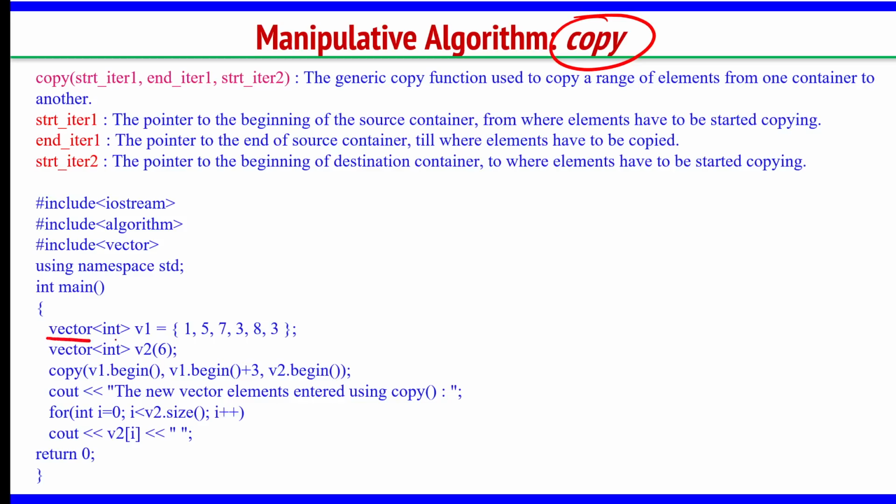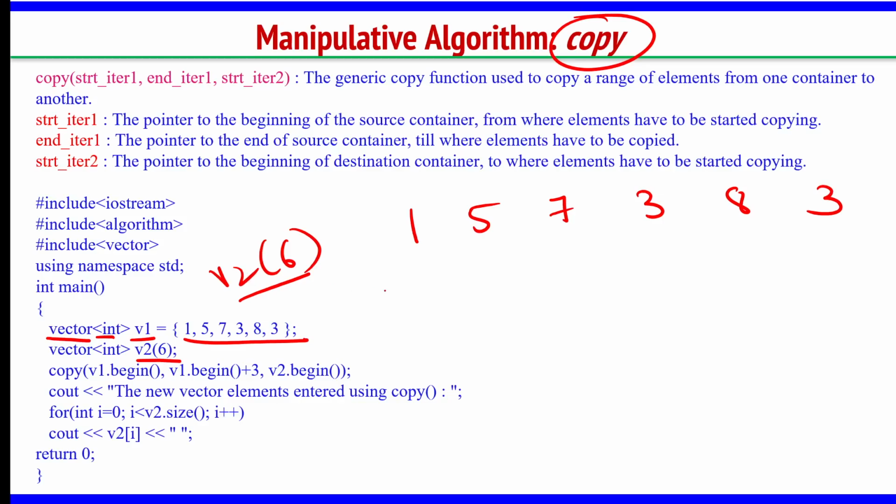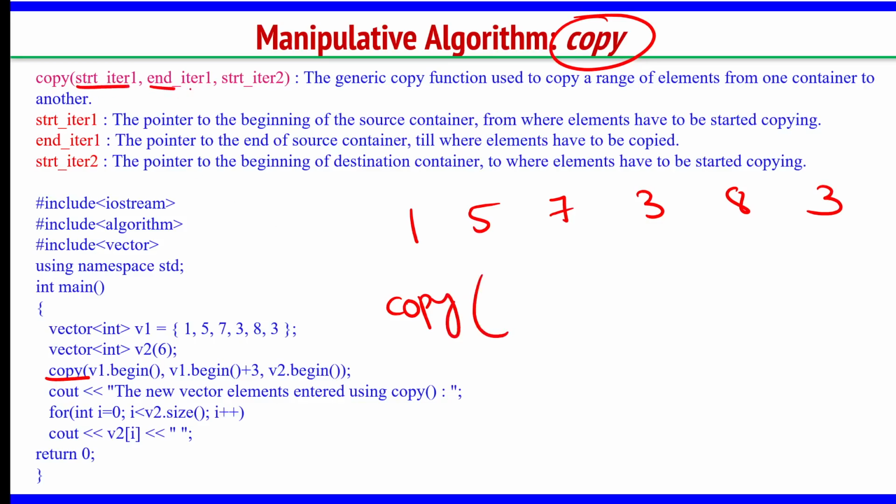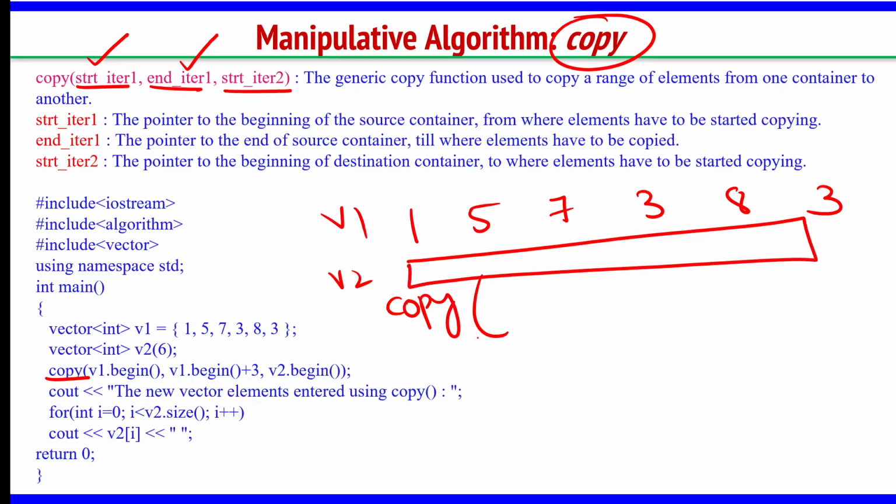So, I have a vector here, vector int v1, it has some elements: 1, 5, 7, 3, 8, 3. Next, I have created another vector v2, we can give it like this, v2 of 6. Now, I wrote the syntax here, you see, copy: starting iterator, end iterator, and starting iterator of the second. V2 is empty for now, right.